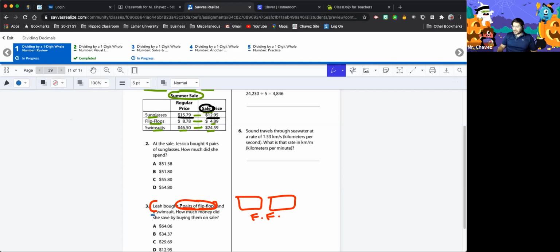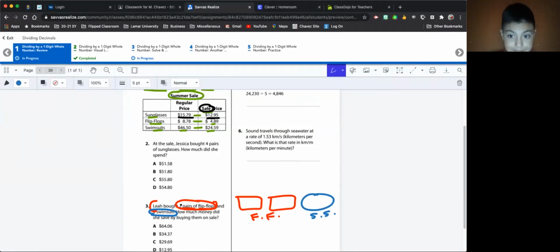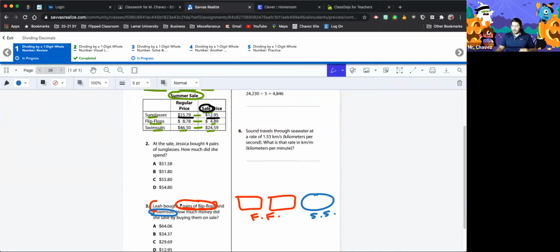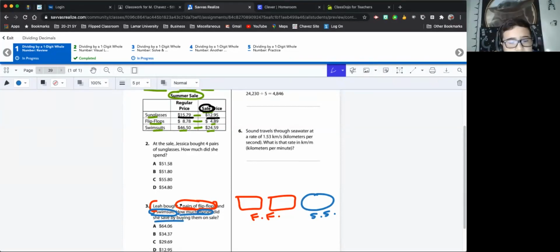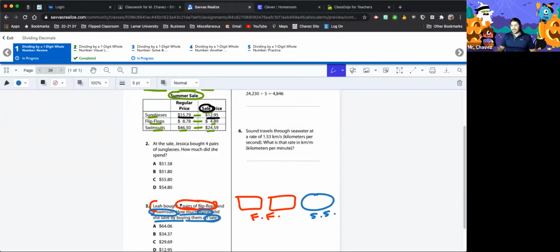The next sentence, and a swimsuit. So let me just put a circle for a swimsuit and I'll just put 2 S's. There's the swimsuit. But I don't know how much money she bought them for. I don't know if she bought them at the regular price or if she got the sale price. I don't know. Which one do I use? Well, let me read the question. The question says, how much money did she save by buying them on sale? So I don't need the regular price. I just need the sale price.